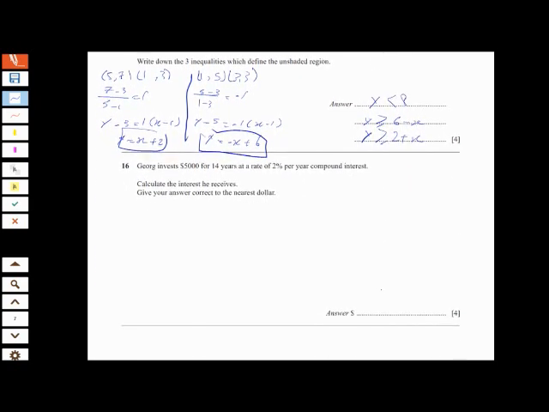Done. George invests $5,000 for 14 years at a rate of 2% per year compound interest. So compound interest, use the formula for compound interest, which is A equals P times 1 plus R over 100 to the power of T. Substitute the values in. 1 plus 2 over 100, to the power of 14. That would give you 6,597.39.